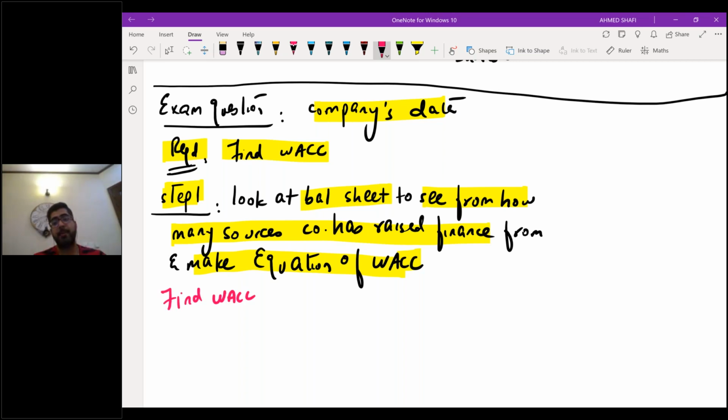What is WACC? Cost of capital. How much cost of capital, or cost of raising finance, do companies bear? Go to the balance sheet and see from how many sources the company has raised finance. Let's suppose you find the company has raised finance through two sources, equity and debt.